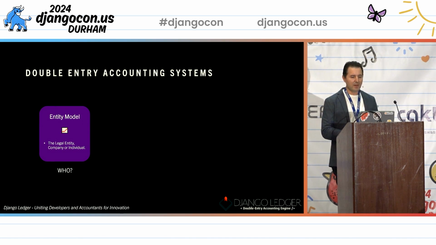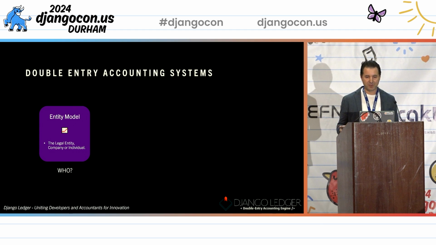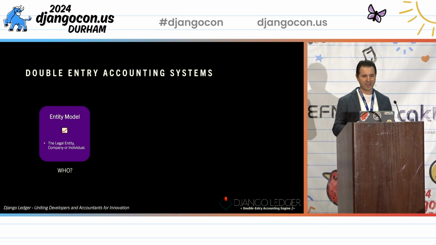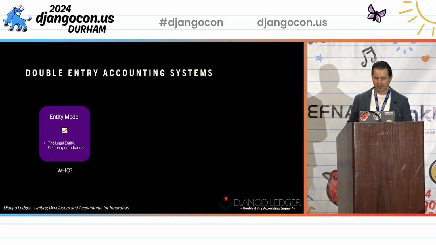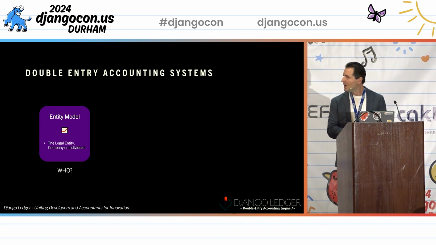So, let's talk a little bit about what double entry accounting systems are today and what they mean from a database standpoint, right? So let's start with the entity model. The entity model is that company, that legal entity, that person, that thing that you want to keep the books for and that you want to do finances on, right? So that is the who. Who are these books related to?